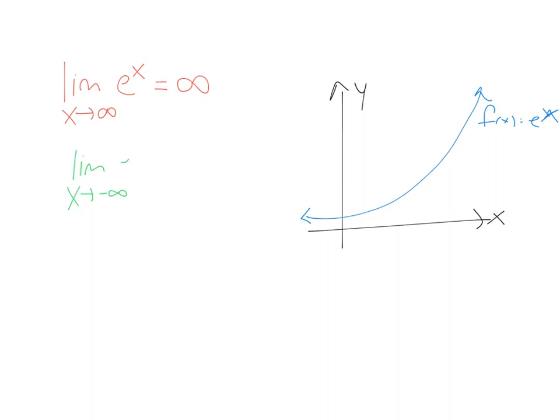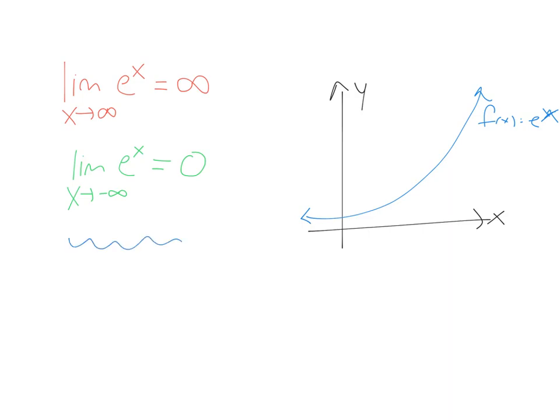Now we can also look at this from the other direction, heading towards negative infinity. So if we were to follow along our function, as our x values go to negative infinity, you'll see that we're getting closer and closer to our asymptote of the x-axis. So what this means is that as x goes to negative infinity, our function e to the x is getting closer and closer to 0.